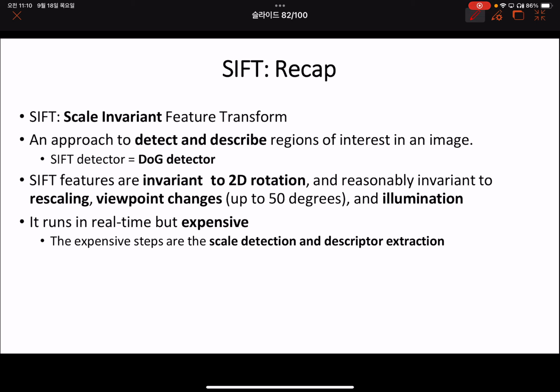So let's recap. SIFT is scale invariant feature transform, an approach to detect and describe regions of interest in an image. This is a little bit ambiguous. We are not trying to find some specific point. We are just trying to find points which have enough distinctiveness.